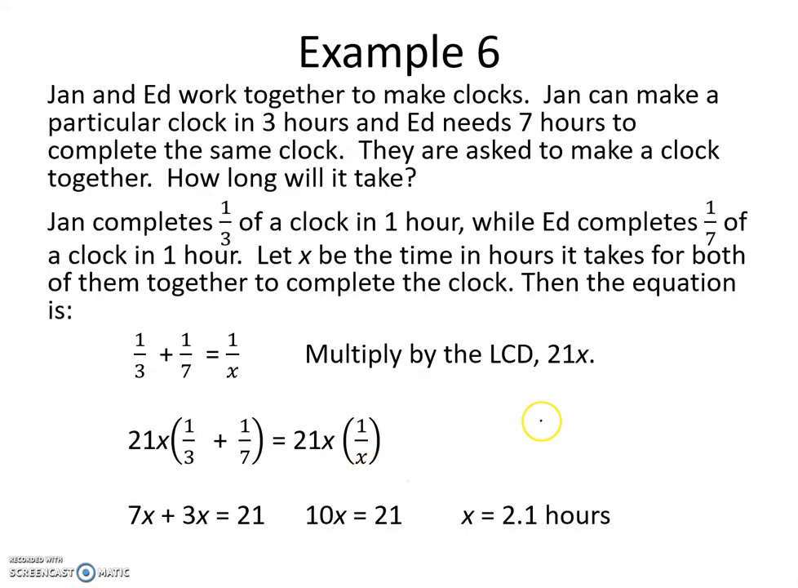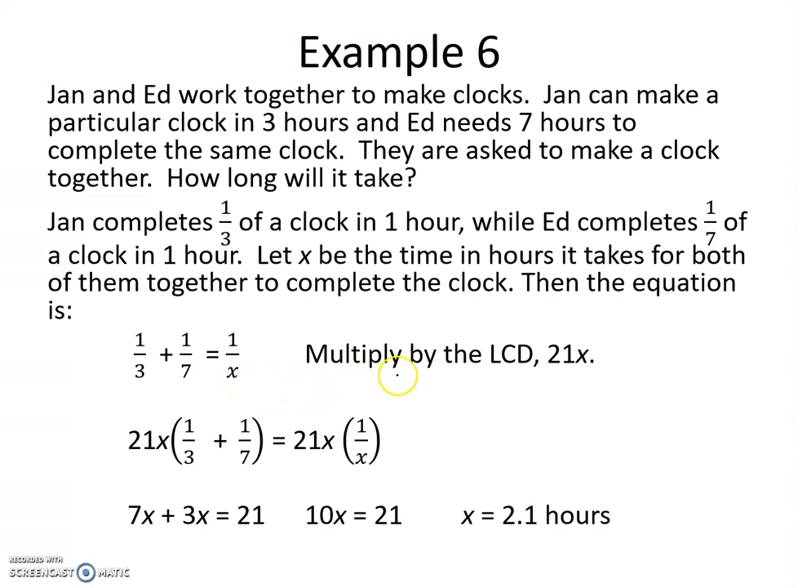Jan and Ed work together to make clocks on example 6. Jan can make a particular clock in 3 hours, and Ed needs 7 hours to complete that same clock. They are asked to make a clock together. How long will it take? Well, Jan completes 1/3 of a clock in 1 hour, while Ed completes 1/7 of a clock in 1 hour. Let x be the time in hours it takes for both of them together to complete the clock. Then the equation is 1/3 plus 1/7 equals 1 over x.